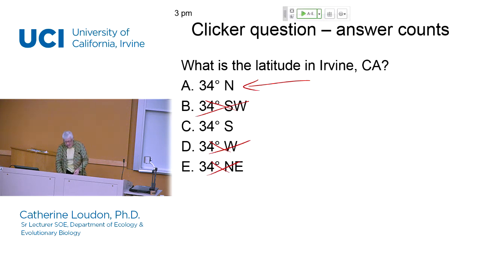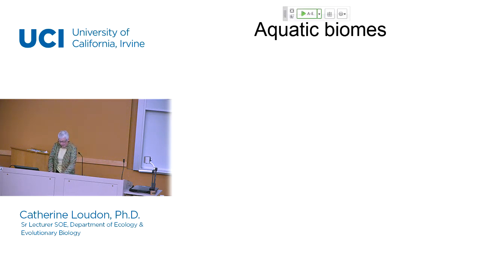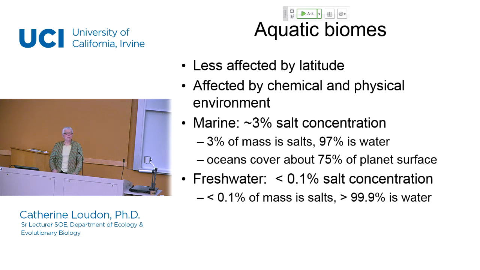So now we'll make our transition to the aquatic biomes. We're going to spend much less time on this. As mentioned before, aquatic biomes are much less affected by latitude. However, aquatic biomes are also very strongly influenced by the chemical and physical environment that makes up that biome. Examples of chemical and physical attributes are things like temperature, but also salinity.